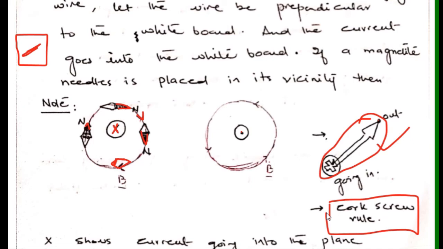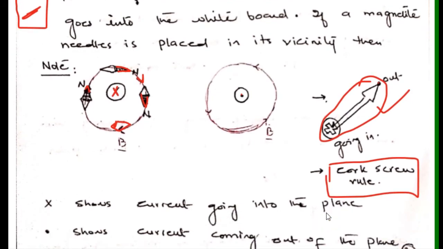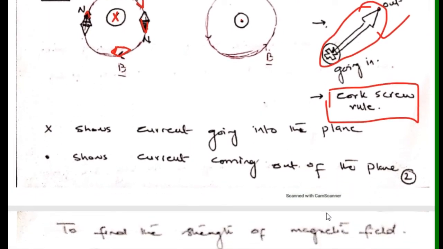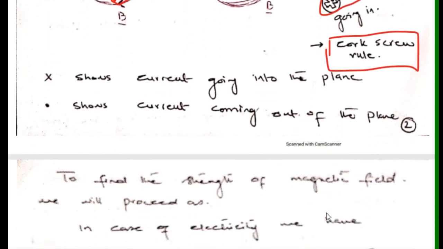So this is another way of showing that when the conducting wire is pointing or the current is going into the plane, the field will be in the clockwise direction, and when the conducting wire or the current is out of the plane, then the field will be in the anti-clockwise direction. So these two things represent this. Okay, now again the cross is into the plane and dot is out of the plane.